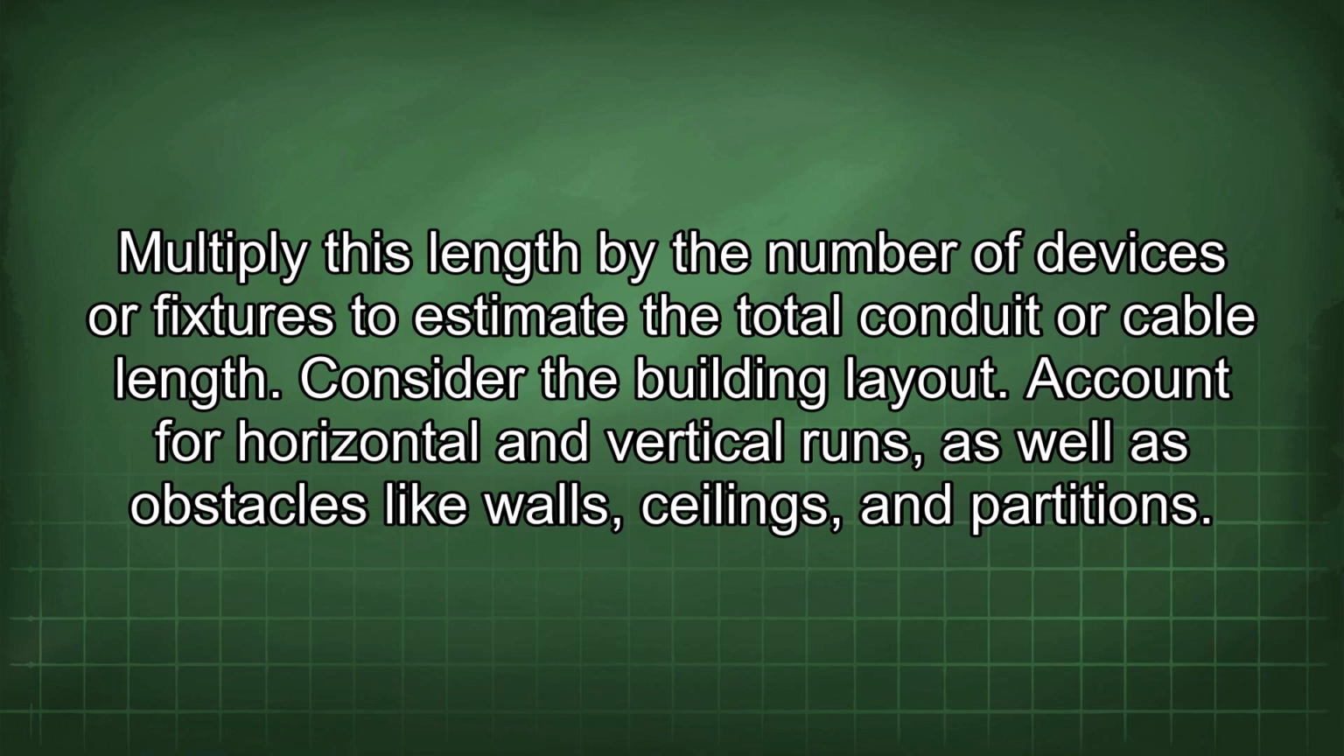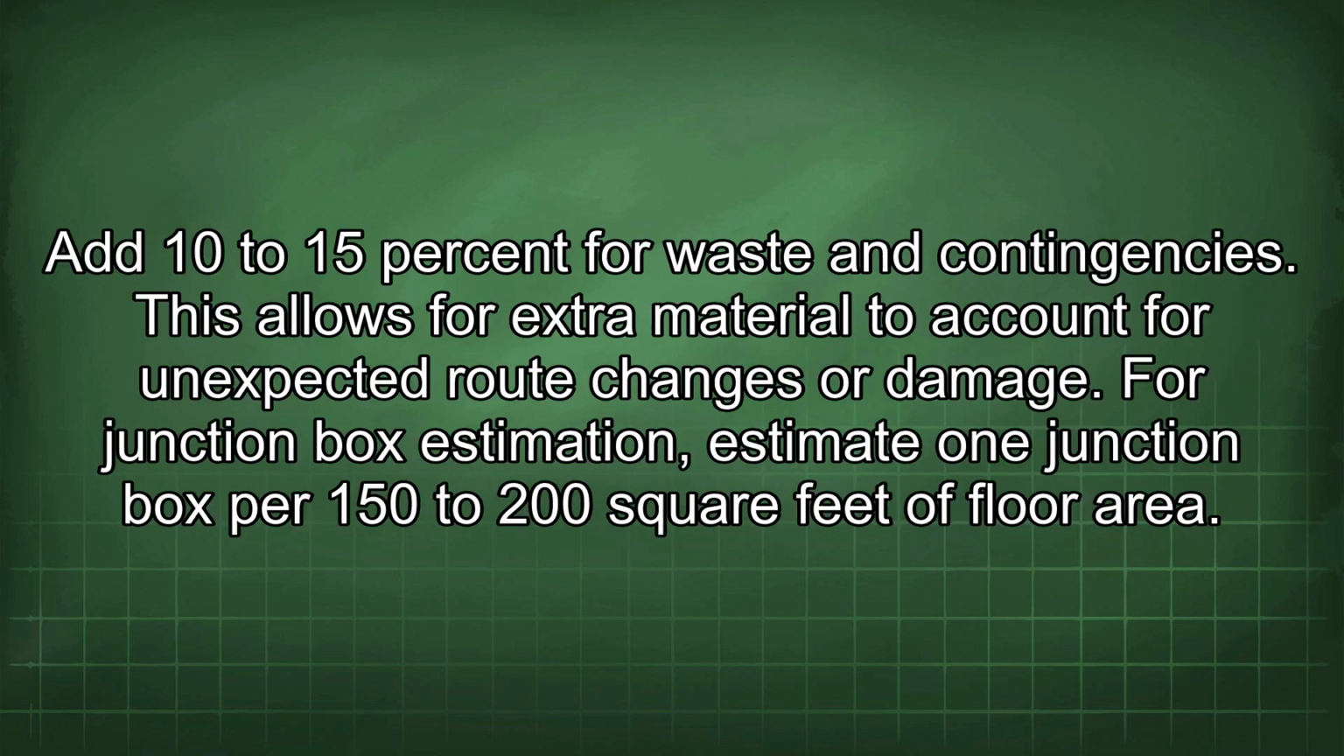Consider the building layout. Account for horizontal and vertical runs, as well as obstacles like walls, ceilings, and partitions. Add 10 to 15% for waste and contingencies. This allows for extra material to account for unexpected route changes or damage.